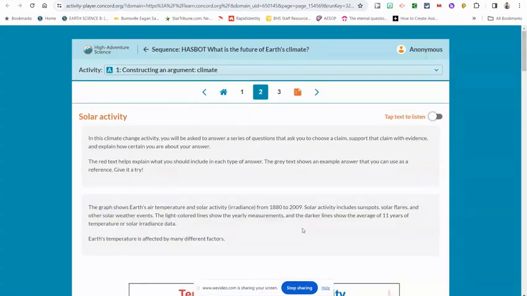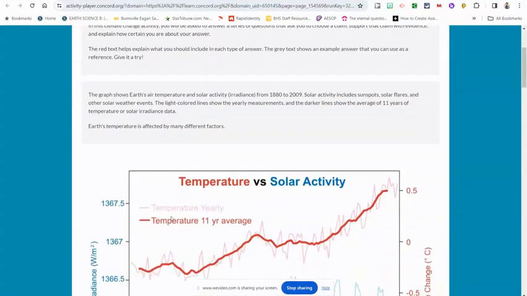Page 2. Now, page 2 says that in this climate change activity, you're going to be asked to answer a series of questions that ask you to choose a claim, support that claim with evidence, and explain how certain you are about your answer. Got it? So we've done this before. And it says the red text will help you, it helps explain what you should include in each type of answer, and the gray text shows an example as a reference. So let's take a look at this graph.